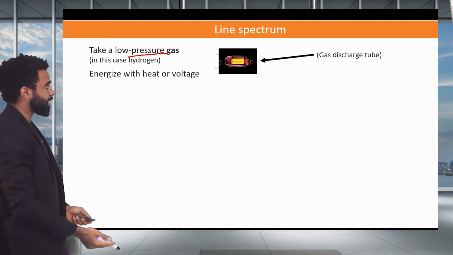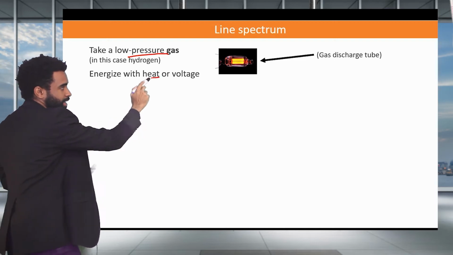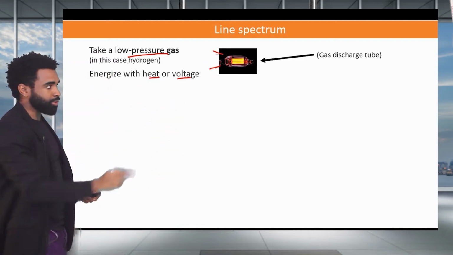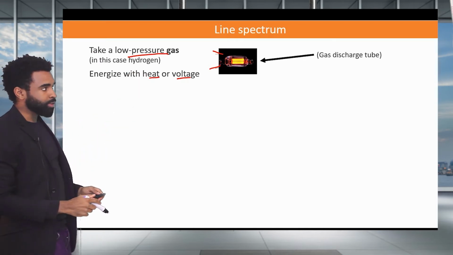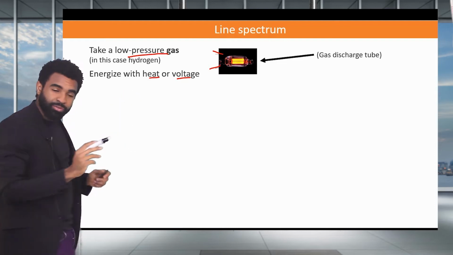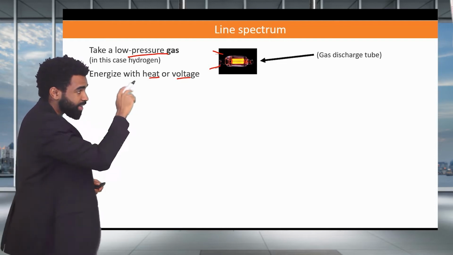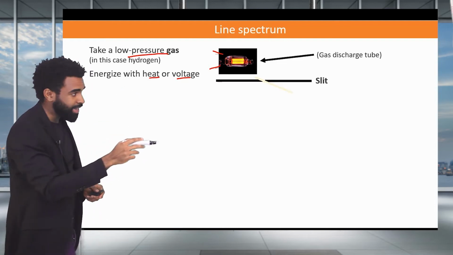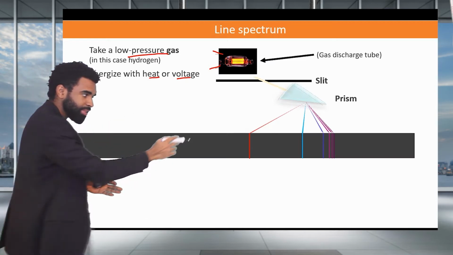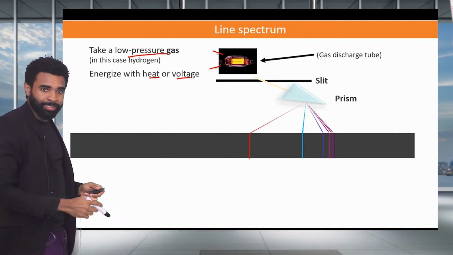And again, we energize it either with high heat or with high voltage. Here it's being energized with a high voltage, a high voltage being passed across those wires. It also starts to glow, just like the previous example. But this is a different kind of light. Because if we take this light, we pass it through a slit and a prism, instead of getting that continuous spectrum, we get this weird series of lines.